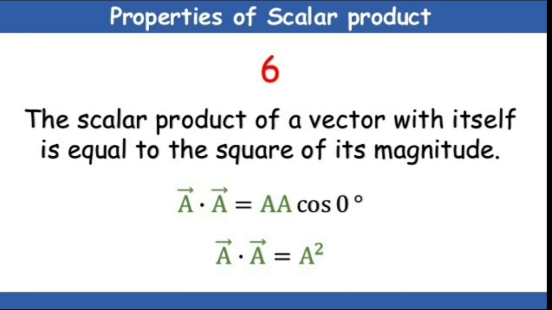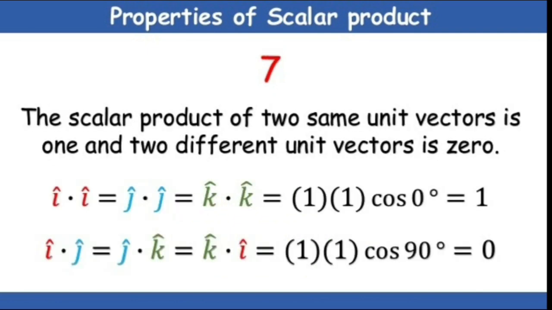Now next is the sixth property. The scalar product of a vector with itself is equal to the square of its magnitude. That means if we take the dot product of a vector with itself, vector A dot vector A, the angle between vector A and vector A is 0. So we will have A A cos 0, that is the same as A square. So the scalar product of a vector with itself is equal to the square of the magnitude.